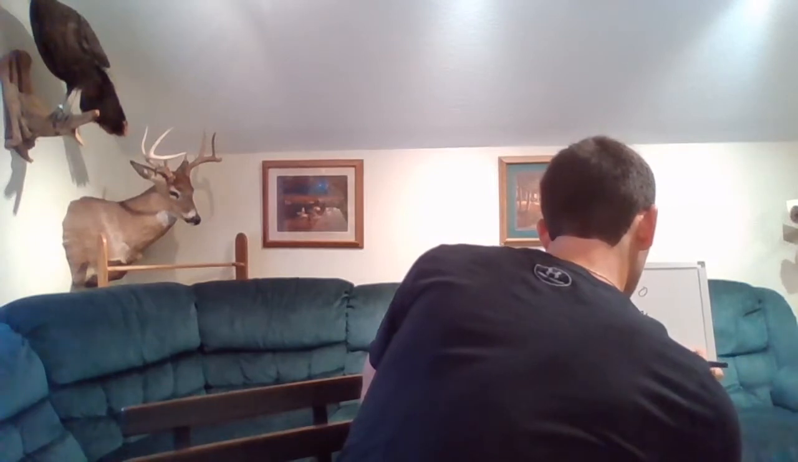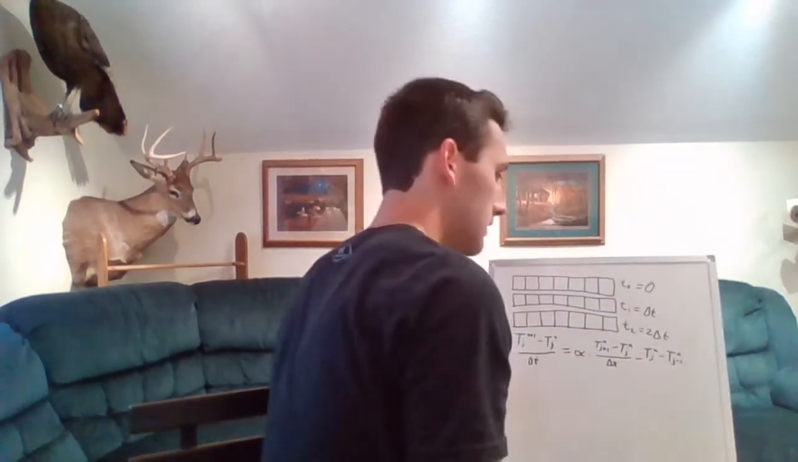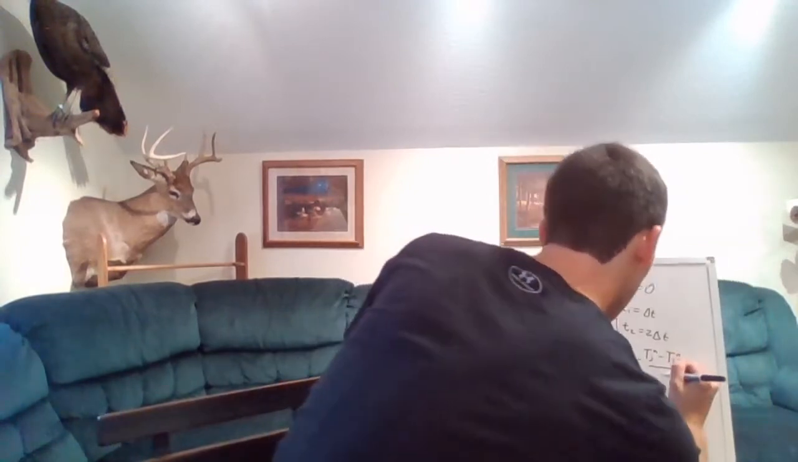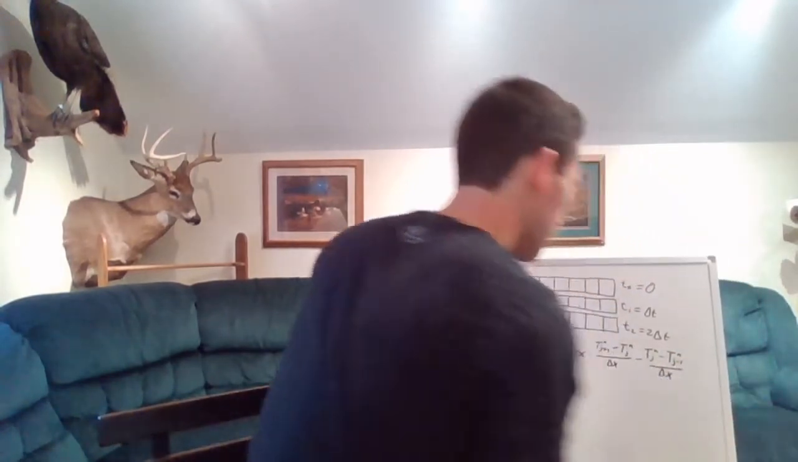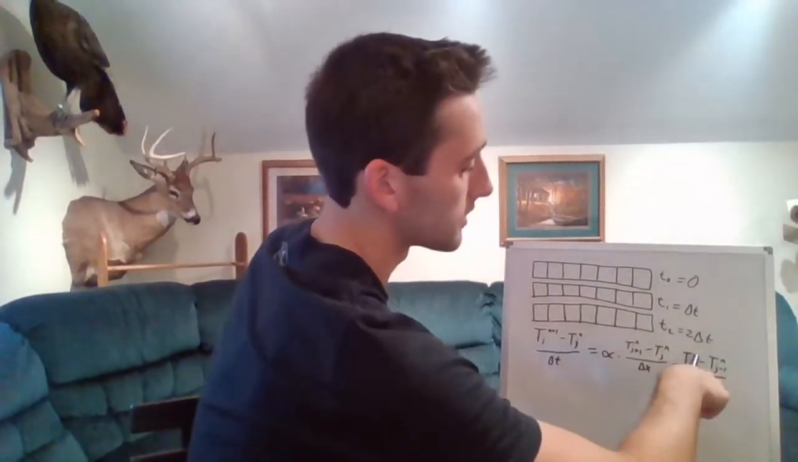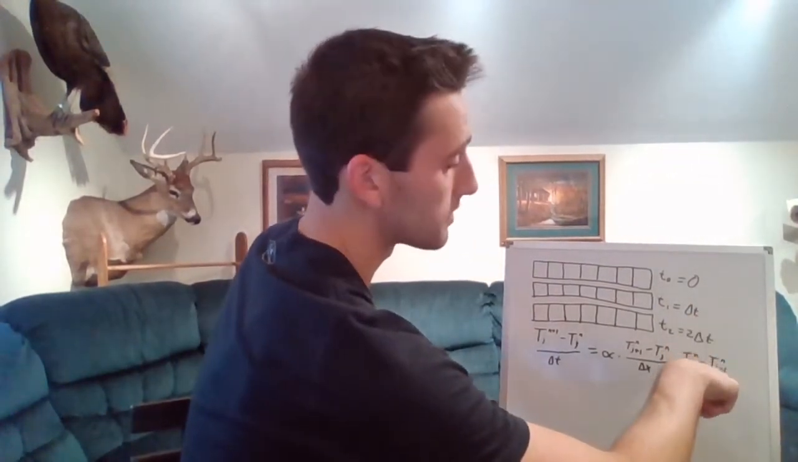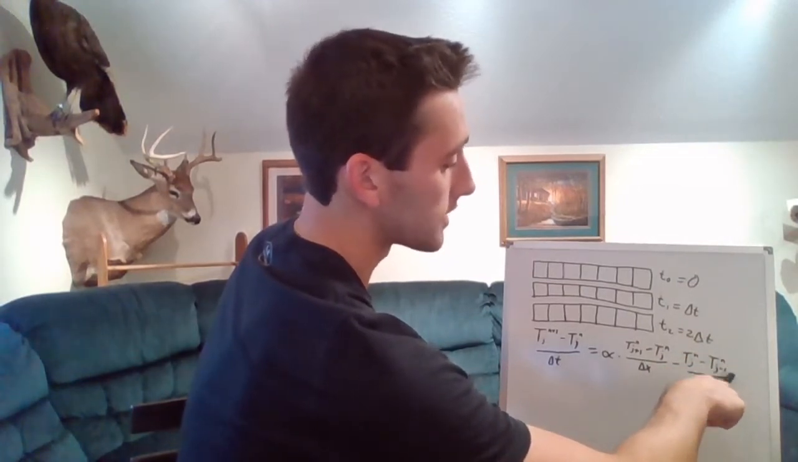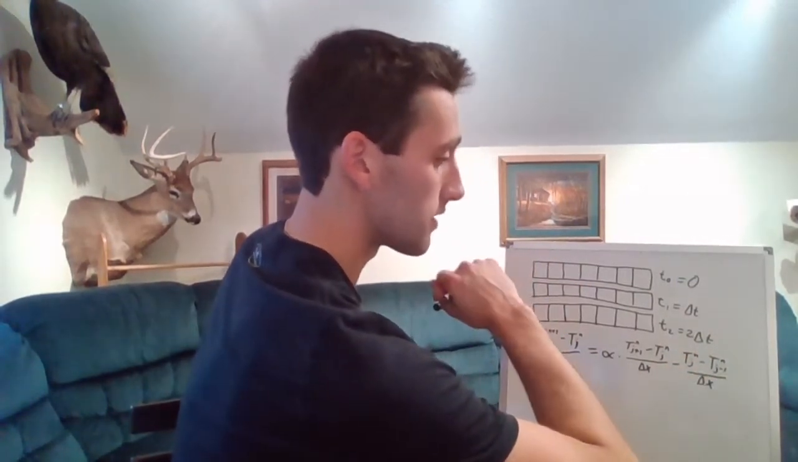minus Tj minus 1 over n, also over delta X. So essentially what this is saying, temperature at the current position and current time minus the temperature at the current time but of the previous position.